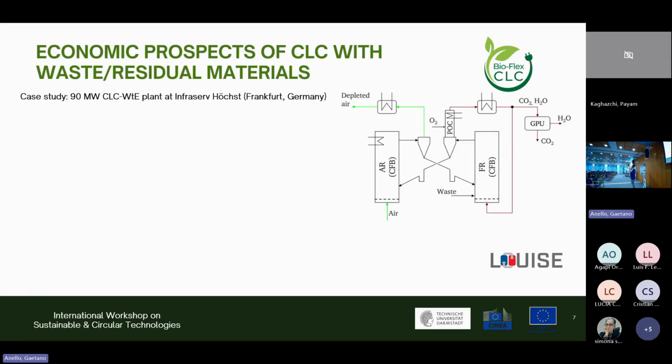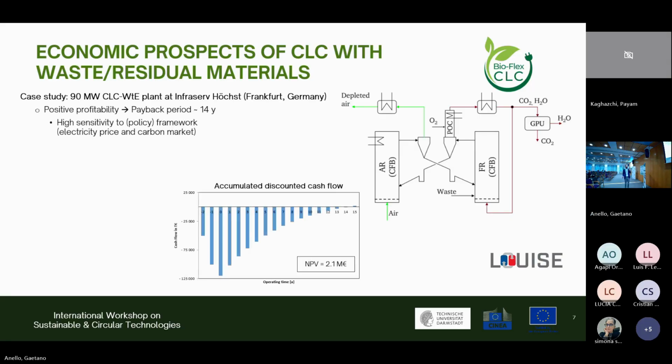As a second topic, in the Louise project, we also had a look on the potential economics for a CLC plant using this kind of waste fuels and how it can perform in comparison to other technologies. So, for example, one case study we conducted was for an existing 90 megawatts waste to energy plant at an industrial park in Germany. And we had a look at the economic performance when assuming we would replace this plant with a CLC process.